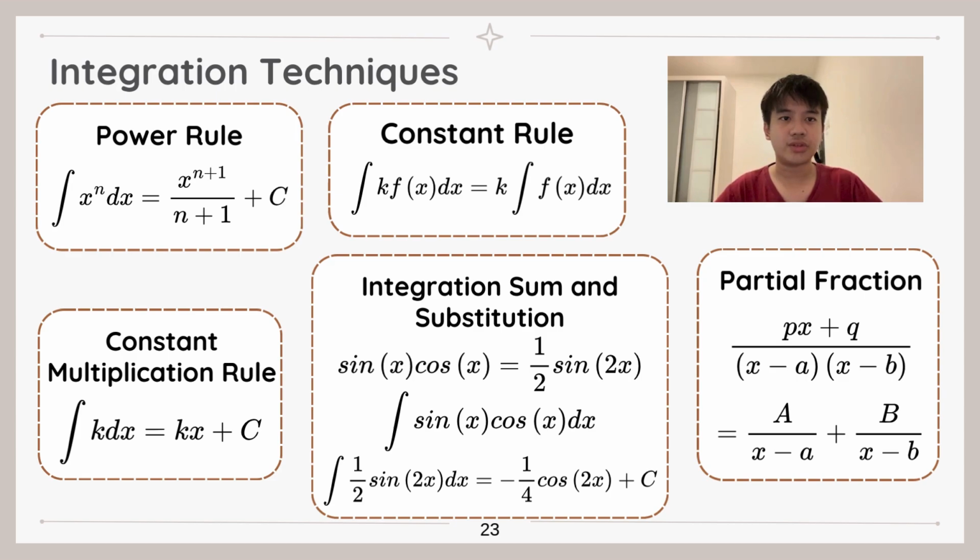The next one is integration techniques. In the power rule, we need to identify the exponent of a respective variable and add 1 to the exponent. Also, the equation needs to be divided by the new exponent. In the end, we need to add the constant of integration, that is c.